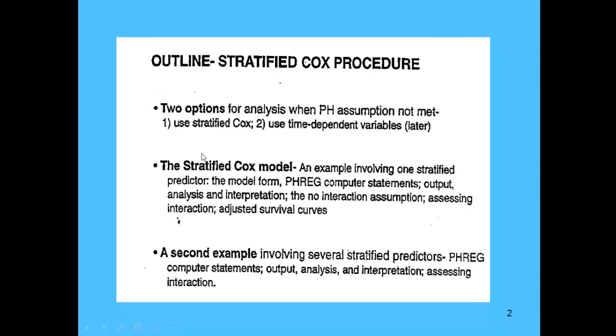We're going to talk about what the model looks like, how you use pH-reg to do stratified Cox, what the output looks like, and what the analysis and interpretation are. We're also going to talk about the two forms of the stratified Cox model. One is called a no-interaction stratified Cox model, and the other is called an interaction stratified Cox model. Understanding the distinction is what I'm going to try to get across to you.